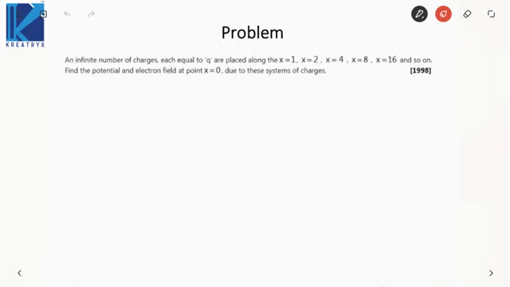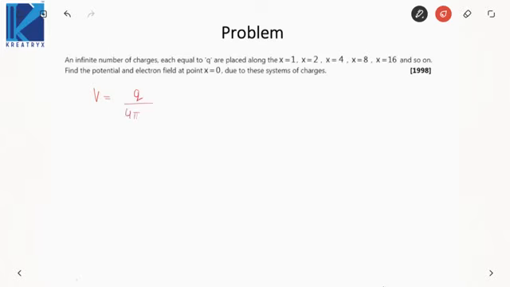In the next one, it says an infinite number of charges each equal to q are placed along the x-axis at 1, 2, 4, 8, 16. We need to find the potential and electric field at x equal to 0 due to the system of charges. Now potential is a scalar quantity, so the potential at origin will be equal to the sum of the potentials.